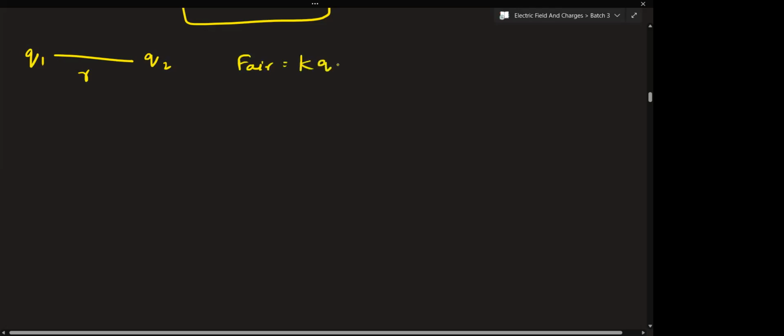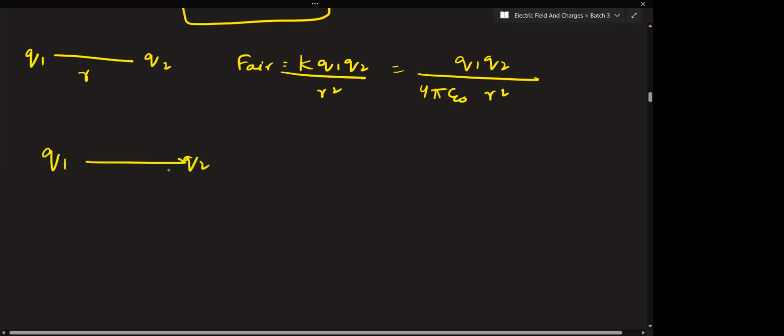As K Q1 Q2 divided by R square, or you can even write the value of K as 1 over 4 pi epsilon naught. This is R square. All right. Now, regarding the medium getting changed, Q1, Q2, R is there, and the medium gets changed. This is some other medium. This was air. Now, what will happen?